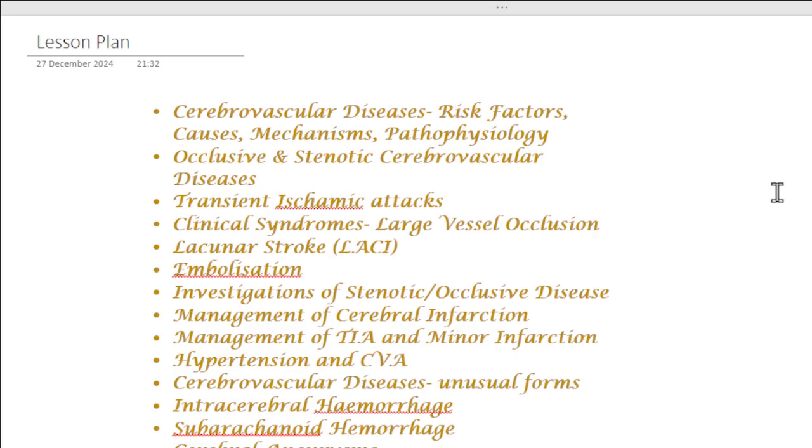Transient ischemic attacks. Sorry, there was a spelling mistake. Yeah. And my throat is also a little dull, so I'm really sorry for that.